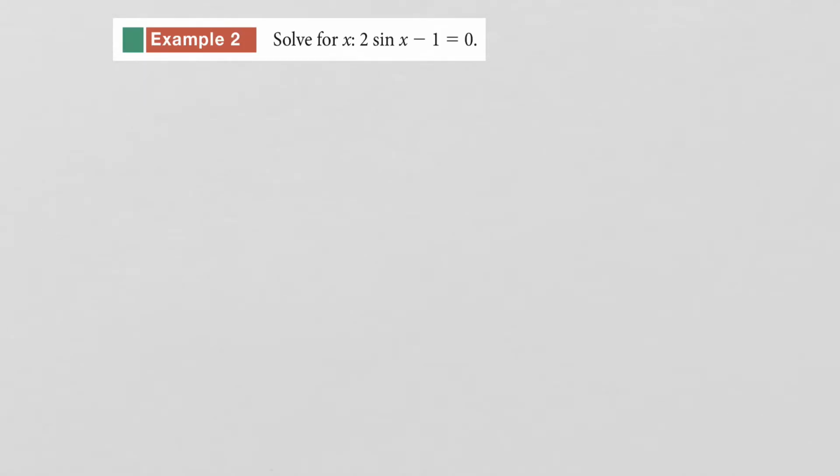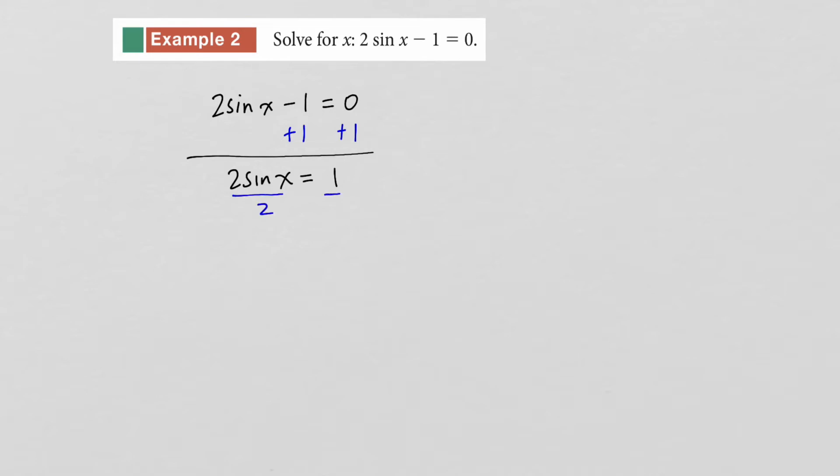So in our first example, we have 2 times sine of x minus 1 equals 0, and we wish to solve for x. So in this case, the first thing we need to do is isolate not the x, but rather the trig function that has the variable in it. So we want to get sine of x by itself. We can accomplish this by adding 1 to both sides of the equation. And that gives us 2 sine of x is equal to 1. And then we can divide both sides of the equation by 2. And that gives us sine of x is equal to 1/2.